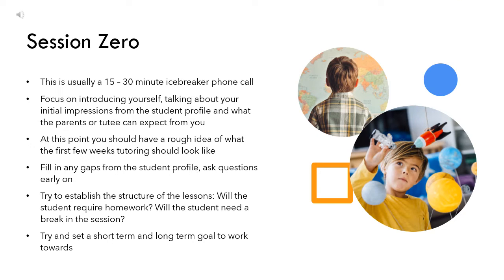And of course, apart from the student profile, one of your other pre-first session ways to gain information about the student for your planning is the session 0. So this is usually our 15 to 30 minute icebreaker phone call. You want to be introducing yourself. If the student is there, which normally they are for secondary subjects, you want to be talking to them as well, just making things easier. Sometimes you might do it on Zoom. It doesn't always have to be on the phone. Sometimes it might even be in person, depending on the student.